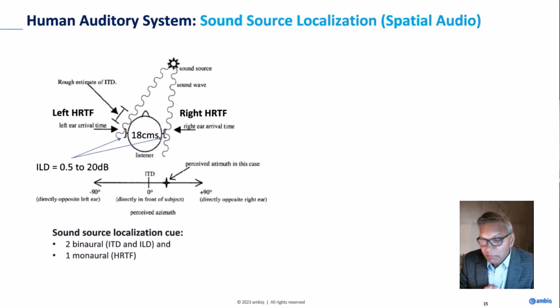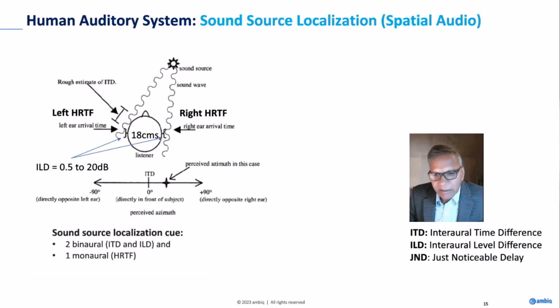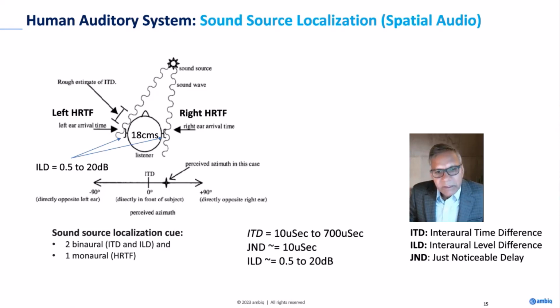So how does the mind know where the sound is coming from? It uses these 3 cues: 2 binaural cues and 1 monaural cue. ITD, ILD. ITD stands for interaural time difference, meaning your left ear is listening, your right ear is listening. How much is the minimum or just noticeable delay? It's 10 microseconds. And note that whenever you are designing an audio system, this 10 microseconds plays a significant role. It could vary from 10 microseconds to 700 microseconds.